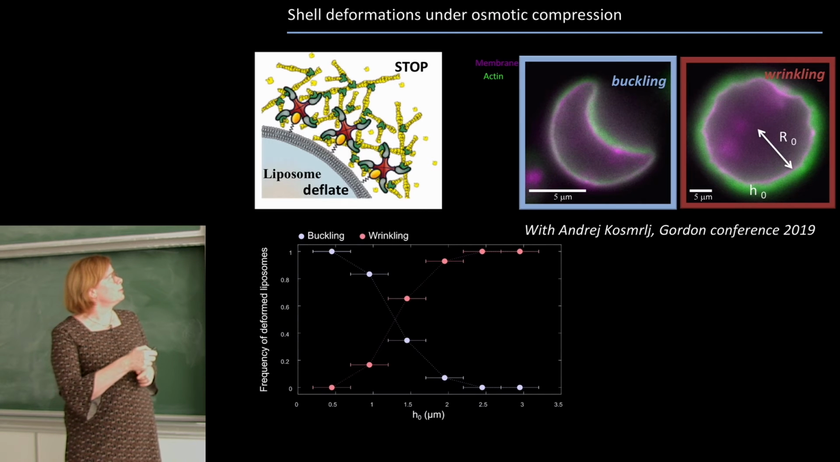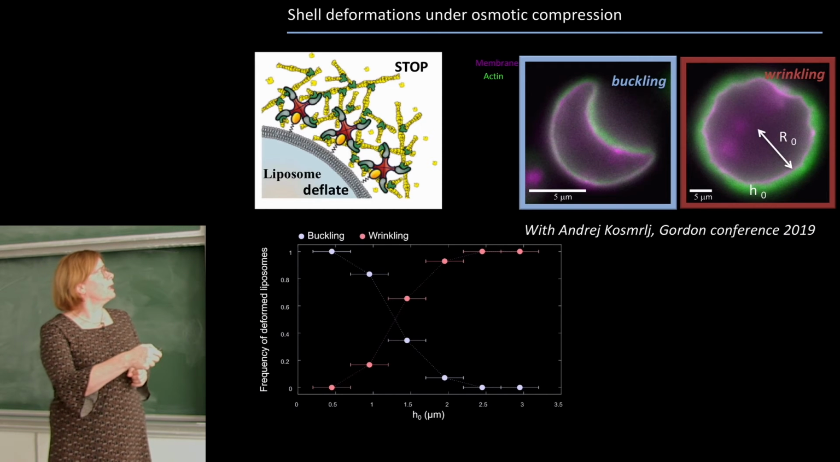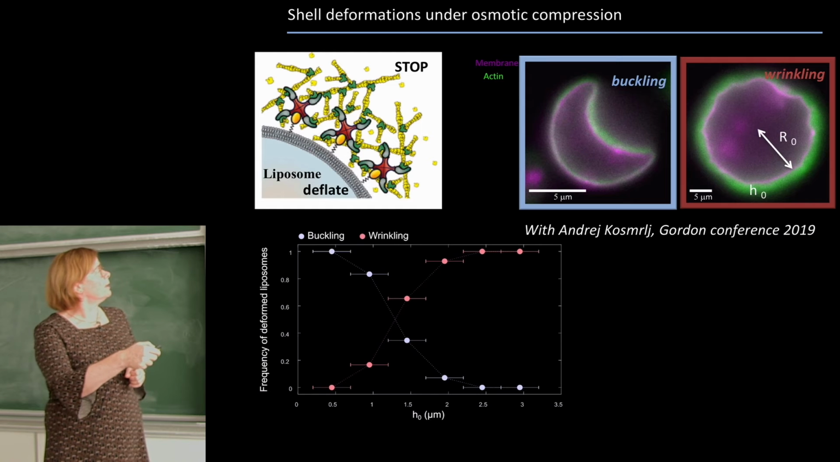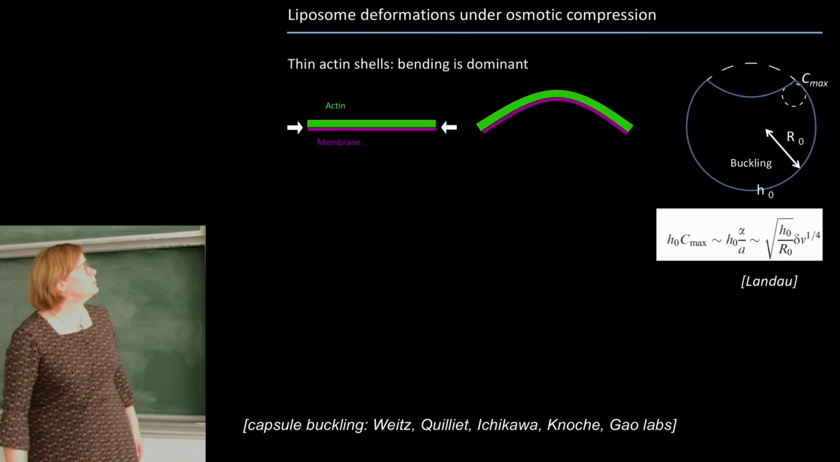And so in this control condition, we plot the frequency of deformed liposomes as a function of the thickness of the network. Maybe I should have said that in purple, you have the membrane. In green, you have the actin. So you see that if you increase this thickness, you have more buckling when the thickness is small and more wrinkling when the thickness is large. So how do we understand this?